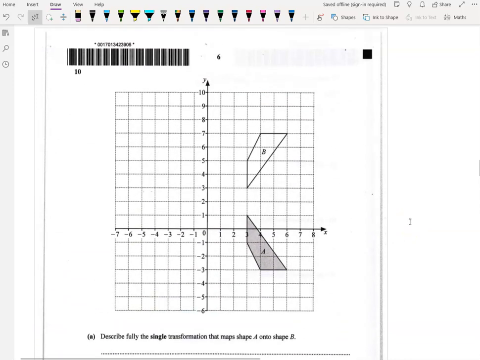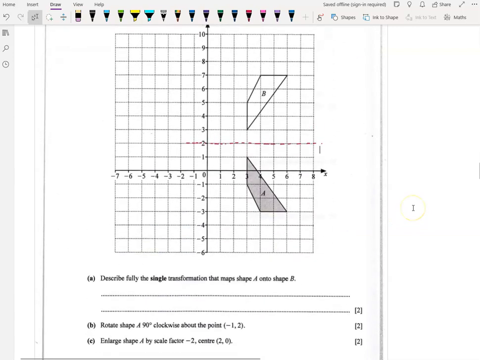Question number 10. It's on transformations. First part is describe fully the single transformation that maps shape A onto shape B. So shape A and B, if you see carefully, they are a reflection and they are reflected on this line. So the answer to this will be, it is a reflection, and the line of reflection is this line, which is going through 2. So your equation is y equals 2, and that will give you 2 marks.